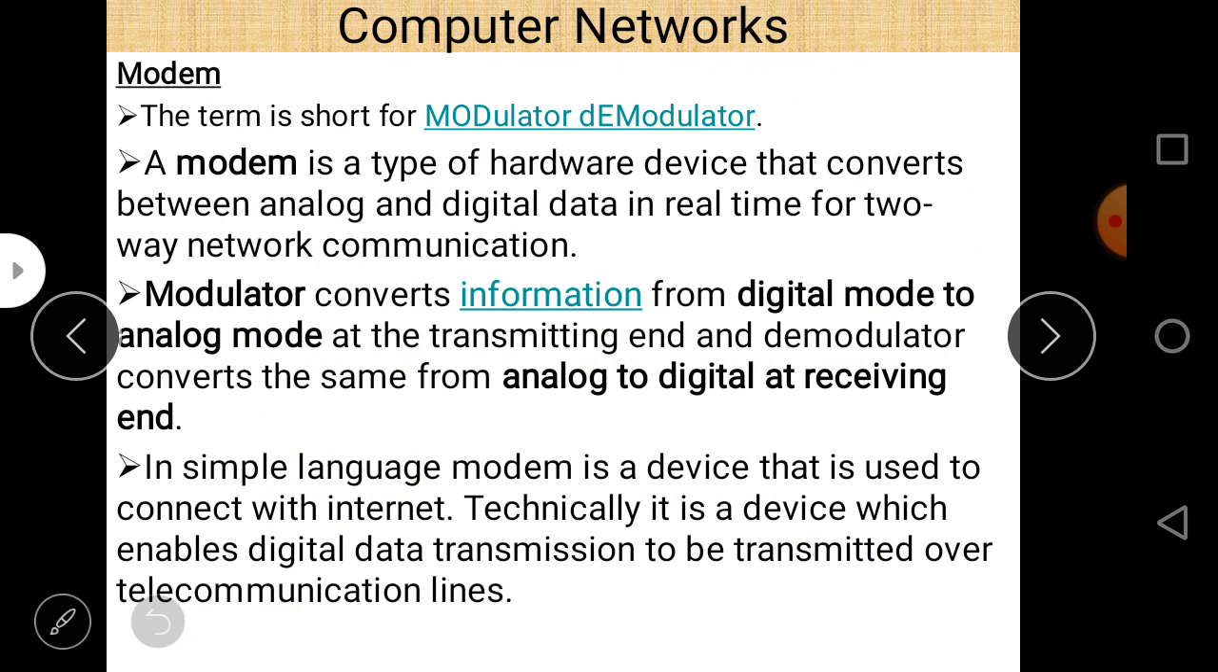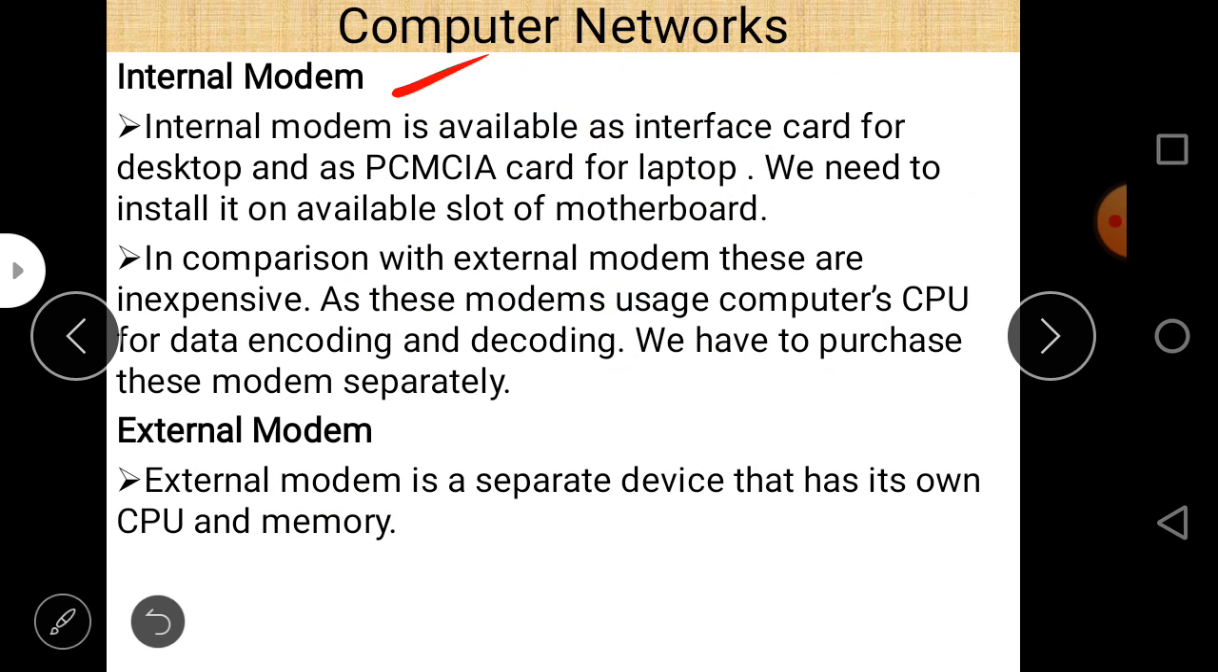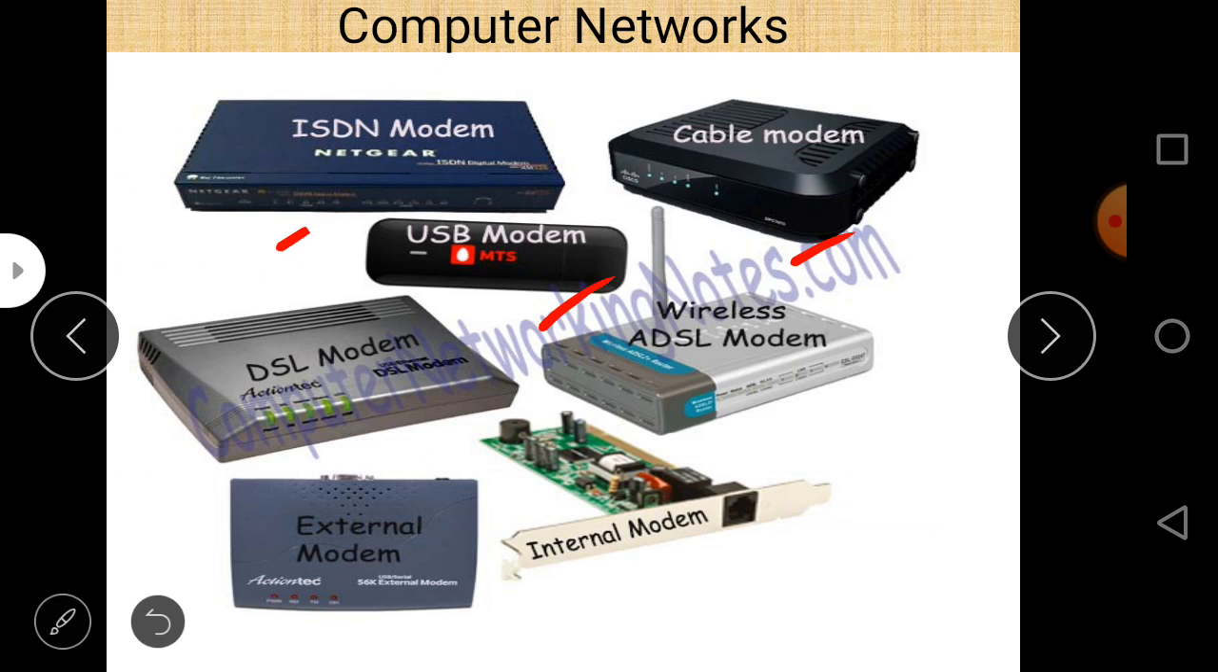Modem stands for modulation demodulation. Modulation refers to digital to analog conversion, and demodulation means analog to digital conversion of data. Two types of modems are there: internal and external. Internal is a part of the computer system, and an external modem we can connect to our computer system, but the external modem has its own CPU and also memory. These are the different types of modems.